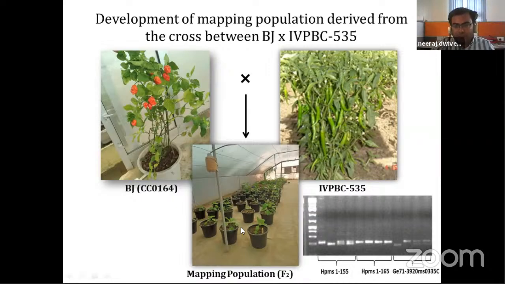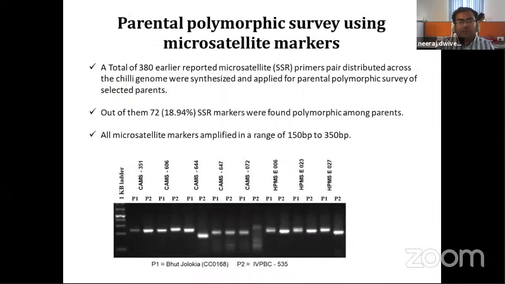Right now, these are the F2 individual lines. We have to keep them in the greenhouse because otherwise they could not survive outside, since they belong to the northeast region, where the climate is quite different. We are doing genotyping using microsatellites as well as GBS, genotyping by sequencing based SNP markers.